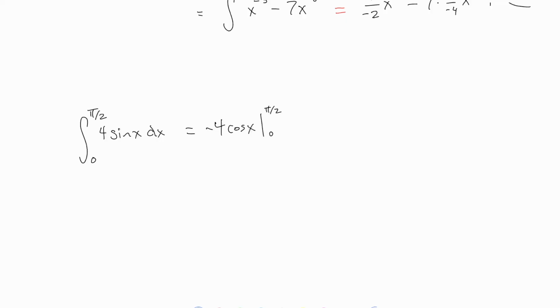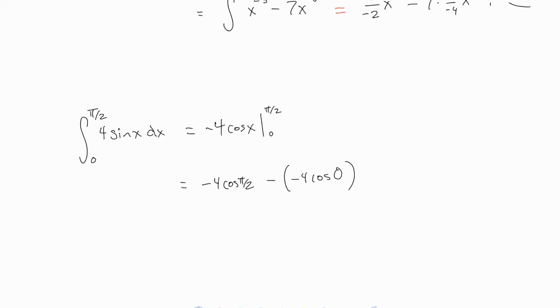Evaluating at pi over 2 and 0. I suppose I didn't mention this before, but I do expect you to know the various values of sines and cosines. So when I say you don't have to simplify anything, that's mostly true, but if you are plugging in these ordinary values of sine and cosine, I would expect you to know what those values are. Let me just write it first: negative 4 cosine of pi over 2 minus negative 4 cosine of 0. And then I hope that you all know the values.